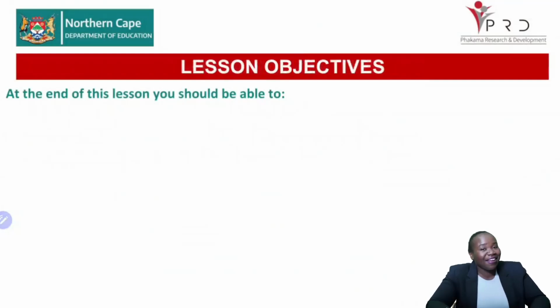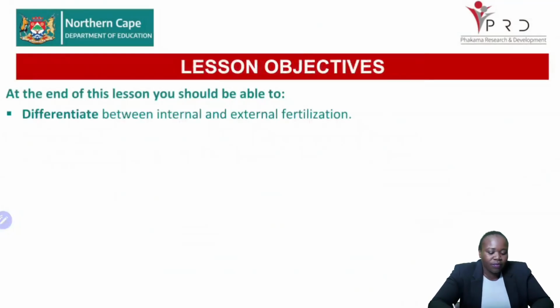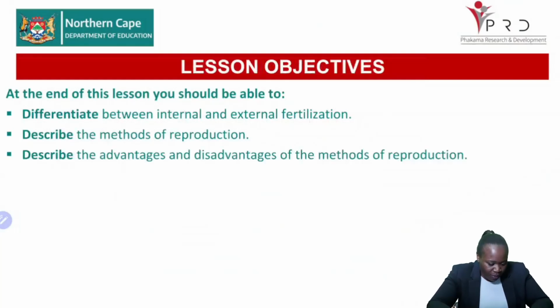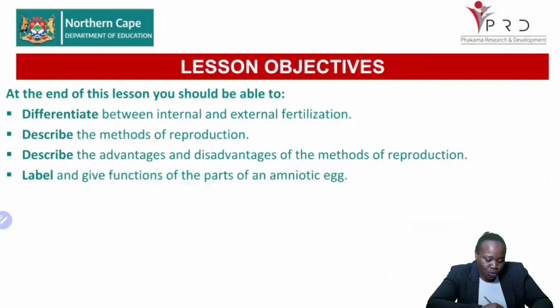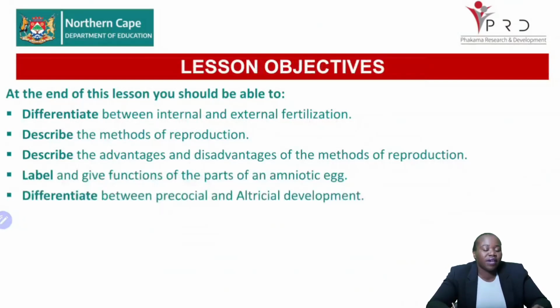Right. So by the end of our lesson today, you should be able to differentiate between internal and external fertilization. You should also be able to describe the methods of reproduction. You should also be able to describe the advantages and disadvantages of these methods of reproduction. And you should also be able to label and give functions of the parts of the amniotic egg. So we are going to look at an amniotic egg together with all the extra embryonic membranes as well as their functions. Right. You should also be able to differentiate between precocial and altricial development.